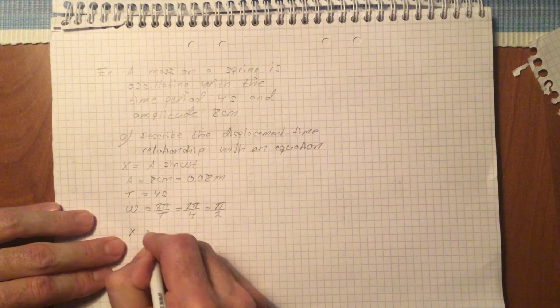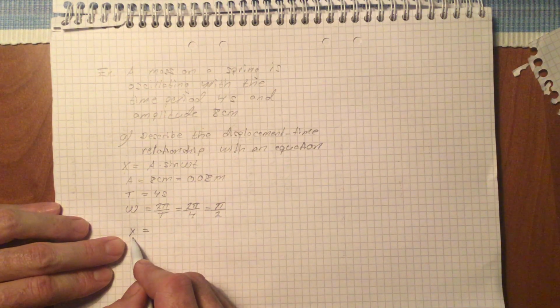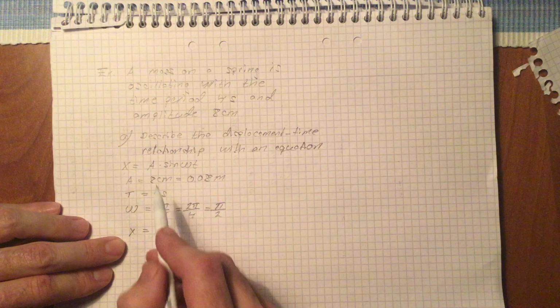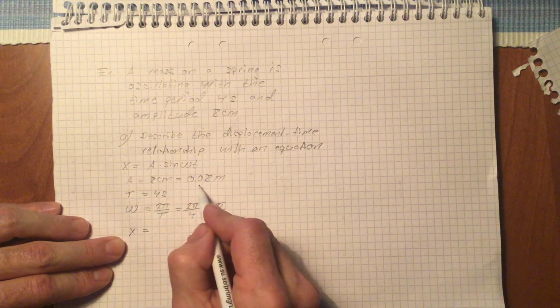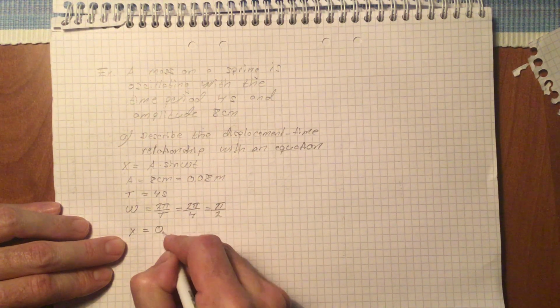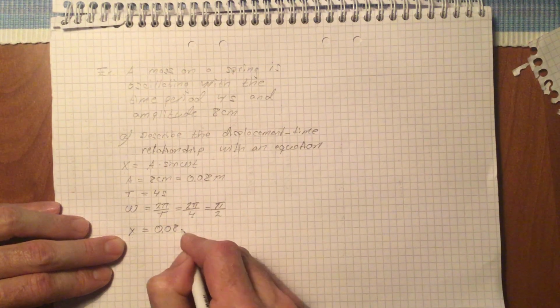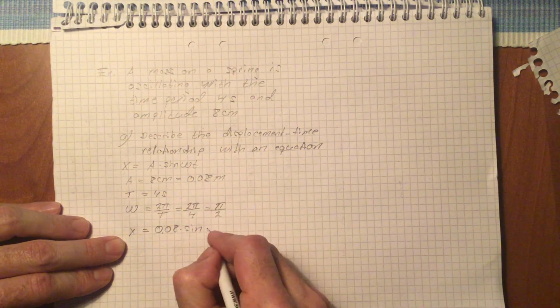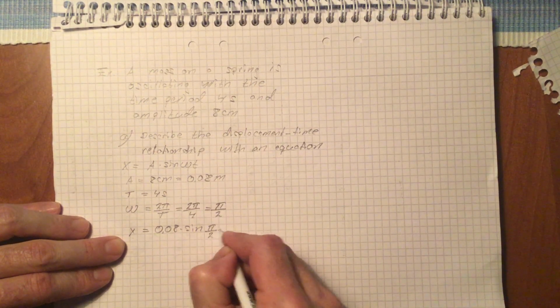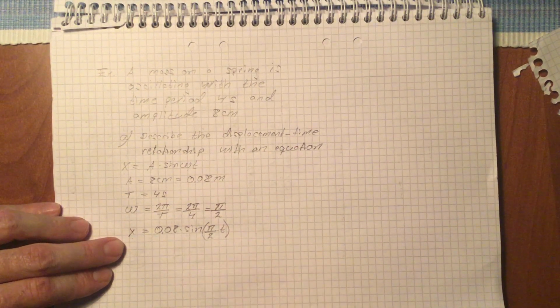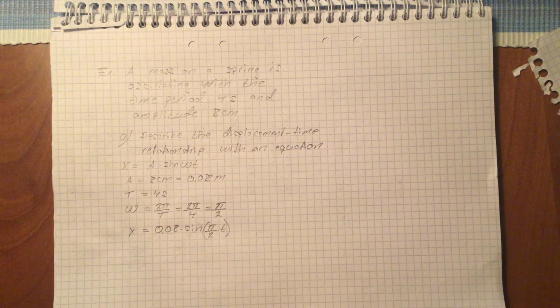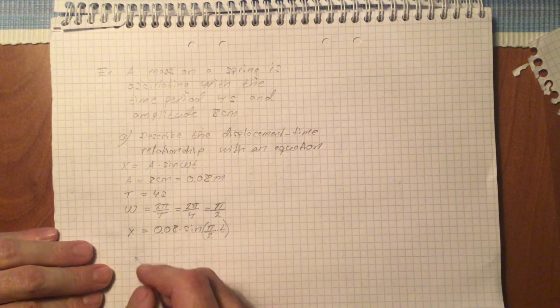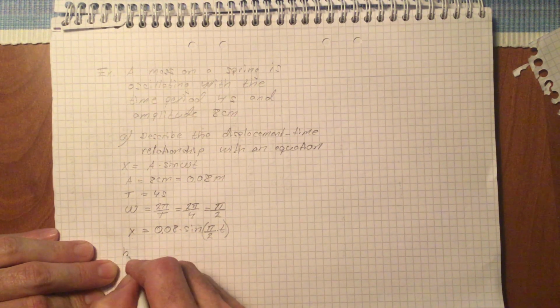So the relationship between the displacement and time looks like this. Amplitude, I have it in meters, 0.08, times sine of omega t, that is pi divided by 2 t, inside the brackets like this. Okay, next question.